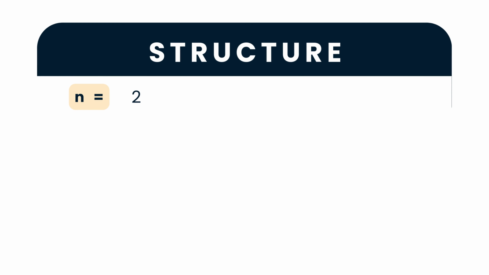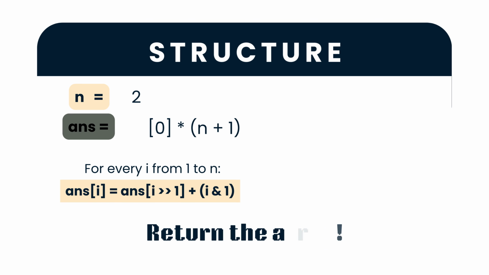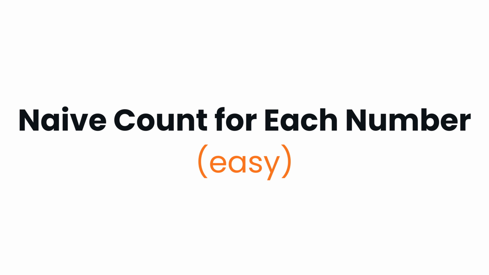Here's the structure. Initialize an answer array of size n plus 1 with zeros, and for every i from 1 to n, use ans[i] equals ans[i >> 1] plus (i & 1) to fill in the value. Return the array. Let's try to implement it using solution 1.